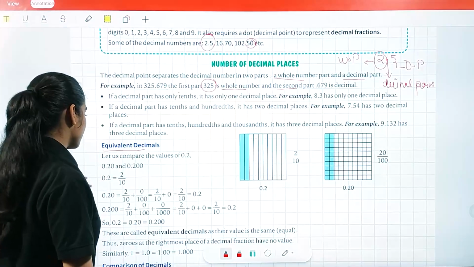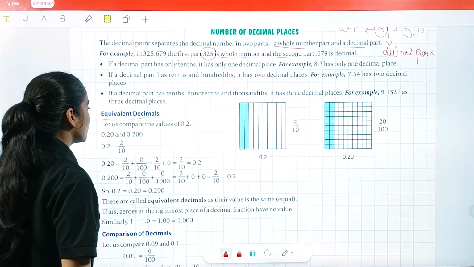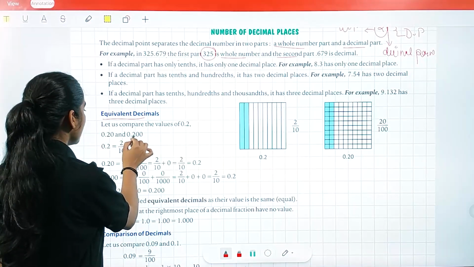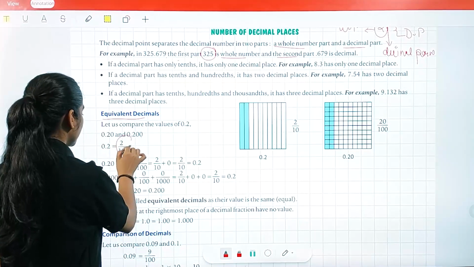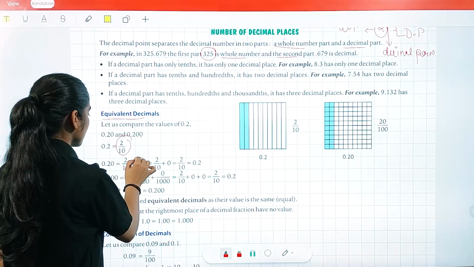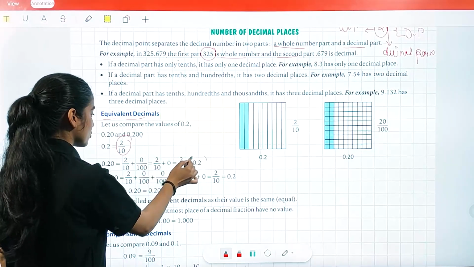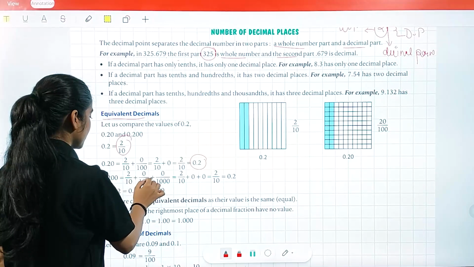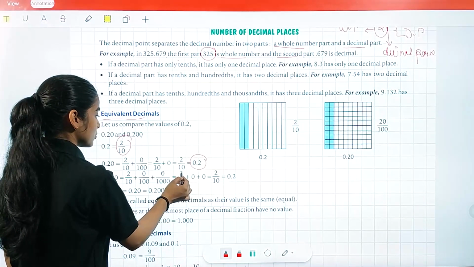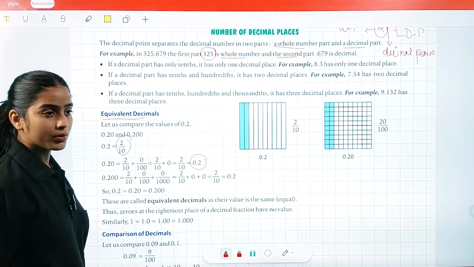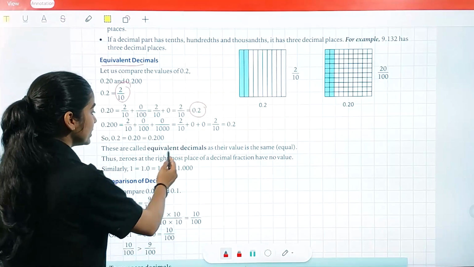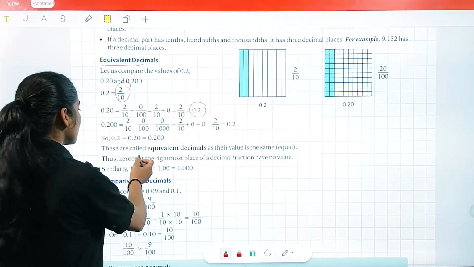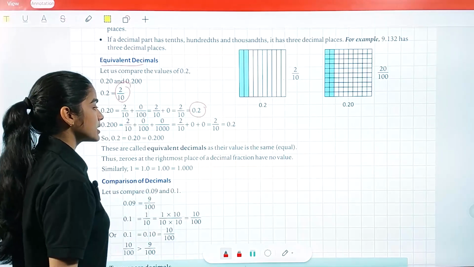Equivalent decimals. Let us compare the values of 0.2, 0.20 and 0.200. 0.2 is 2 by 10. 0.20 is 2 by 10 plus 0 by 100, and 2 by 10 plus 0 is your 0.2. And 0.200 is 2 by 10 plus 0 by 100 plus 0 by 1000, which means 0, 0, so 2 by 10. So these are the examples of your equivalent decimals, called equivalent decimals as their values are the same, equal.